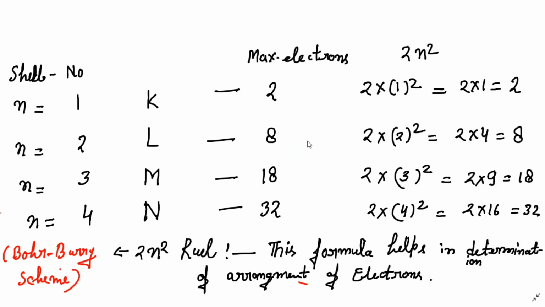In the same way, for the L shell we write the shell number 2 here. 2 square is 4, 2 into 4 is 8. For the M shell, we write the shell number 3. 3 square is 9, and 2 into 9 is 18. And for the N shell, we write the shell number 4. 4 square is 16, and 2 into 16 is 32. This is how we calculate.